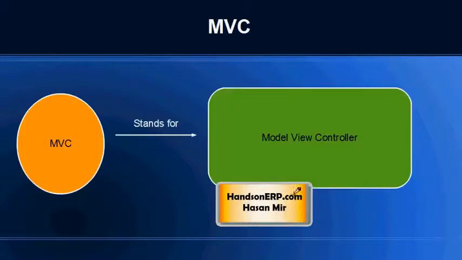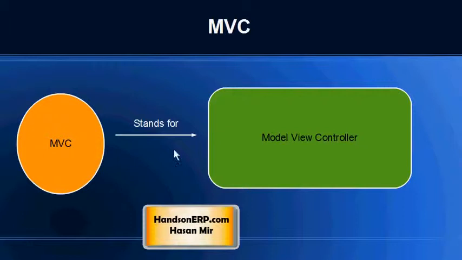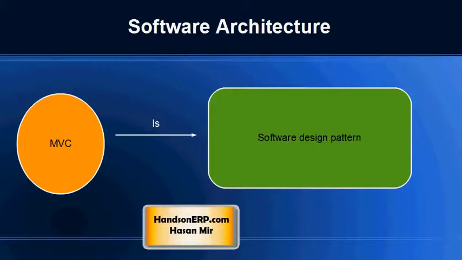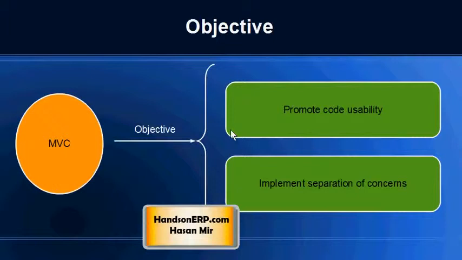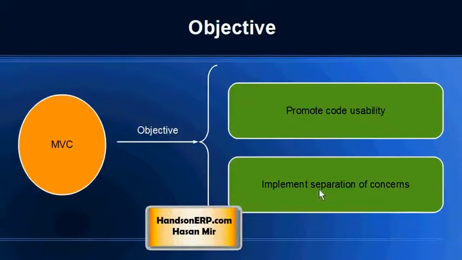So first thing first, MVC stands for Model View Controller, and it is a software design pattern or a software development methodology. The main objective of the Model View Controller design is to promote code reusability and also to implement separation of concerns. What exactly do we mean by implementation of separation of concerns? We will discuss that in coming slides.